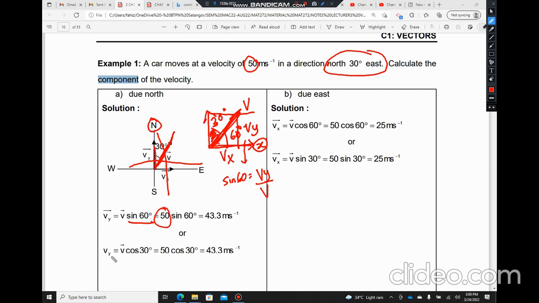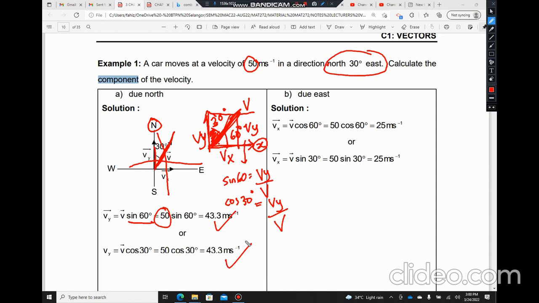Ataupun kita boleh ambil juga yang sini ni, tapi kita ambil nilai cos. Okay, kat sini cos, sebab apa? Cos, okay, dia akan jadi V cos 30 ataupun asalnya cos 30 equals to Vy over V. So macam mana dapat cos yang ni kan? Okay, cos sebelahan, kalau kita ambil yang ni, Vy, dia akan jadi sebelahan over hypotenuse. So dia akan jadi cos 30 degree. So it means that it is equals to Vy over V ataupun V cos 30 equals to 50 cos 30 equals to 43.3. So dia akan dapat the same answer.